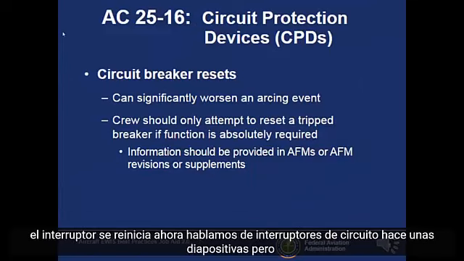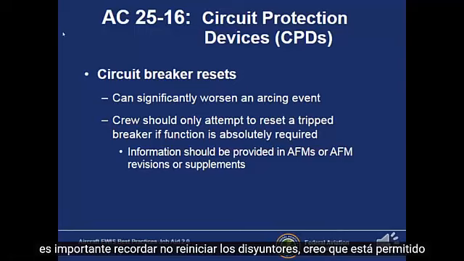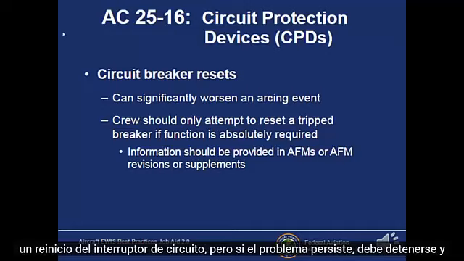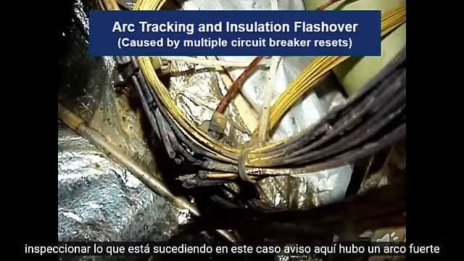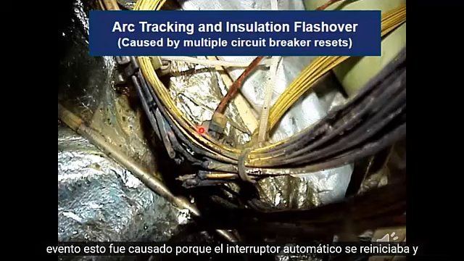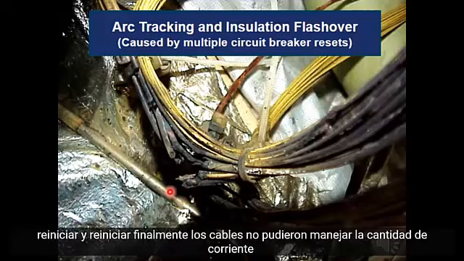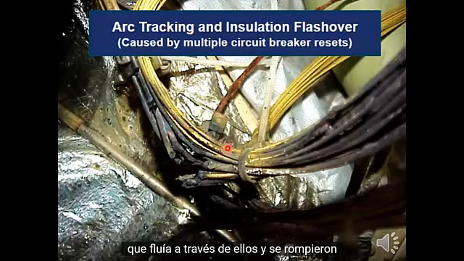Circuit breaker resets. Now we talked about circuit breakers a few slides ago, but it's important to remember not to reset circuit breakers. I think you're allowed one circuit breaker reset, but if the problem persists, you've got to stop and inspect what's going on. In this case, notice here there was a severe arcing event. This was caused because the circuit breaker kept getting reset and reset and reset. Finally, the wires couldn't handle the amount of current that was flowing through them, and they broke.